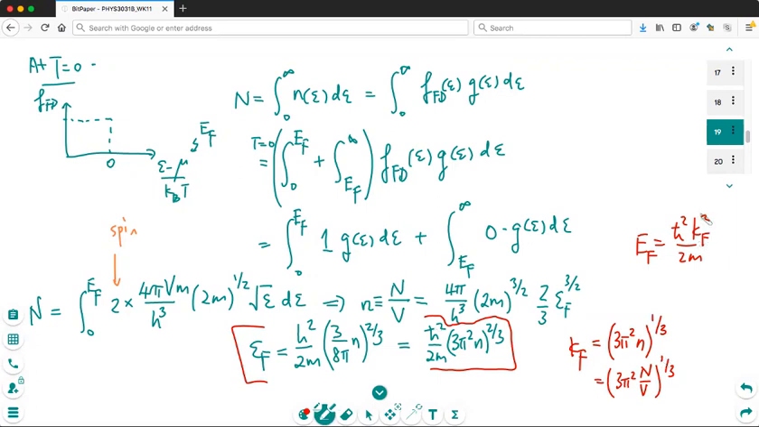Okay, so this is kf squared. So this is kf raised to the power of 1/3. I have this volume here, so I have to raise it to the power of 1/3 in order to have the unit of 1 over length. So the unit here is 1 over length.